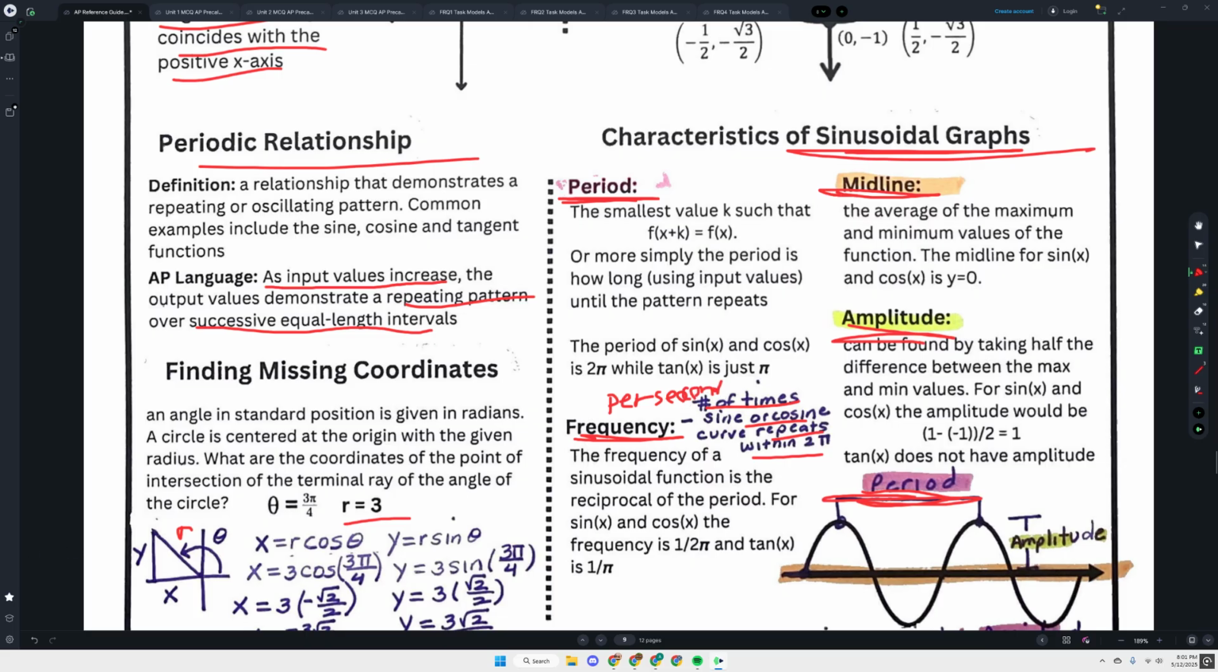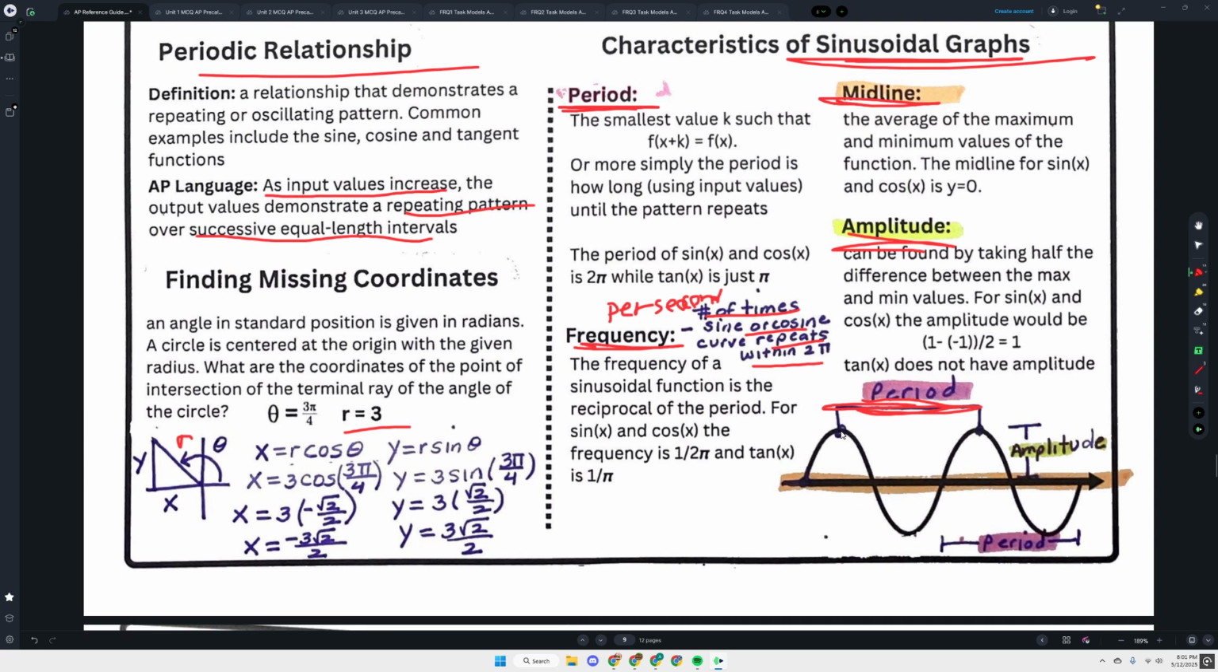How do you find C? C is your shift, right? So it depends on where you start your function. So for cosine, if your first coordinate is at 0, let's say 10, you don't have a shift. But if your first coordinate is at 10, then you have to have a shift of -10.